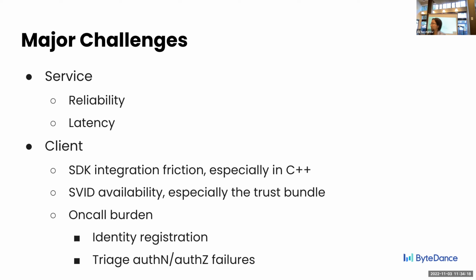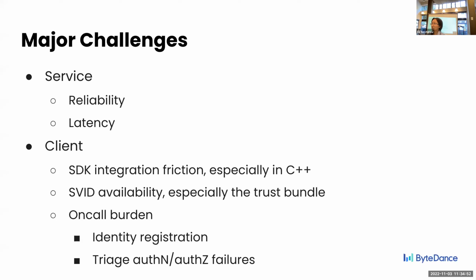They are also concerned about SVID availability, especially the trust bundle. If the trust bundle is broken or corrupted, then the service can no longer provide service anymore. That's a nightmare to them. We also see a lot of on-call burden, not because of the service bug itself, but rather operational, because you need to do a lot of manual identity registration. As I said, we install ZTI agents in 1 million machines, and the number of services running on those machines is huge.